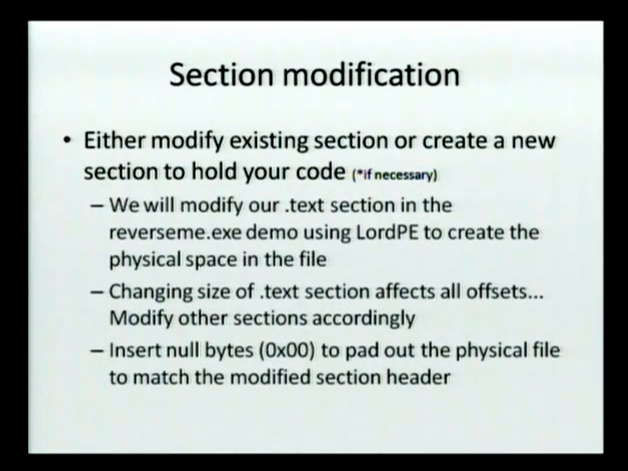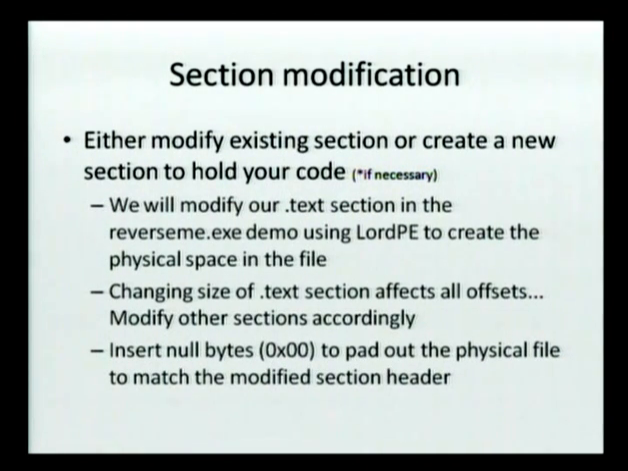So when we go to find our slack space, if we can't find our slack space, then we have to create our own slack space inside the file. And to do that, we have to modify a section or add an entire new section to the executable file itself. And we would use a tool like LordPE to do this, and I'll show you that in a minute when we get into the demo portion.